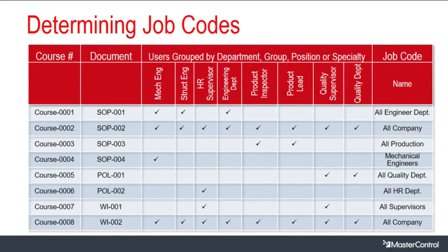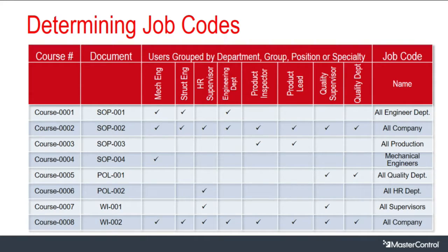Now the good news is, if you're not already using job codes, you probably have some tools back at your company to help you set them up. So this is just an example of where you would start. I'm guessing everybody that's not already using the training module and job codes has a spreadsheet that looks something like this, where you've listed out what document needs to be trained on, maybe some groups of who did it. But you can leverage those existing tools to help you set up job codes.